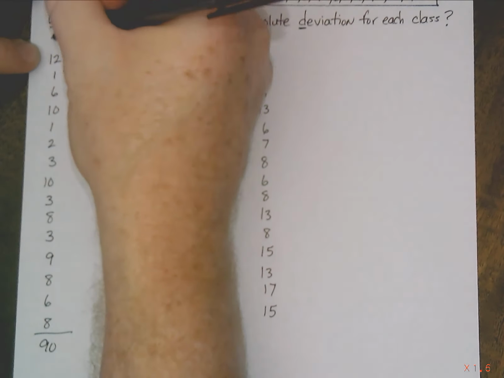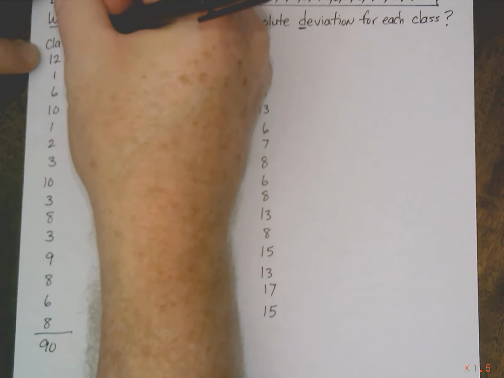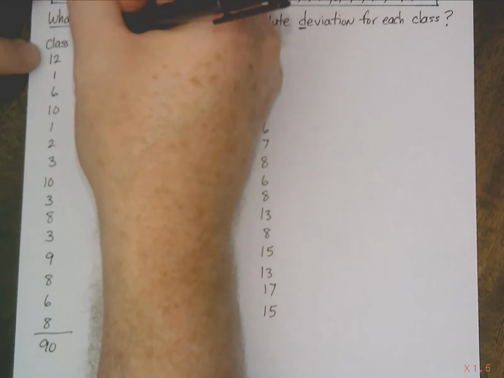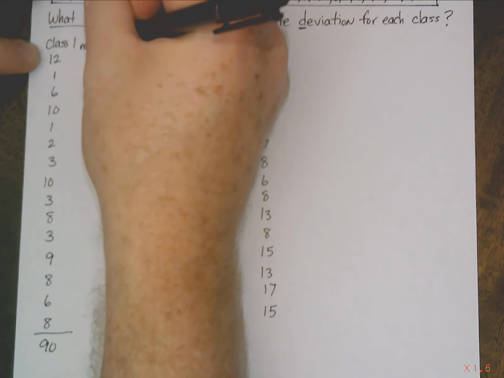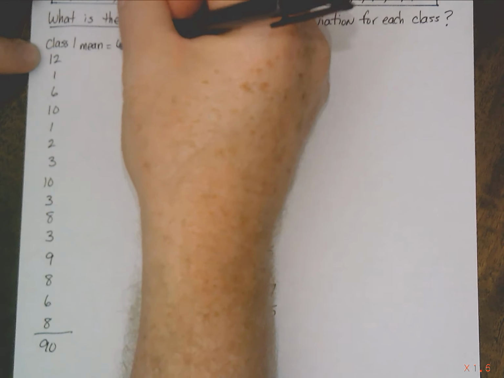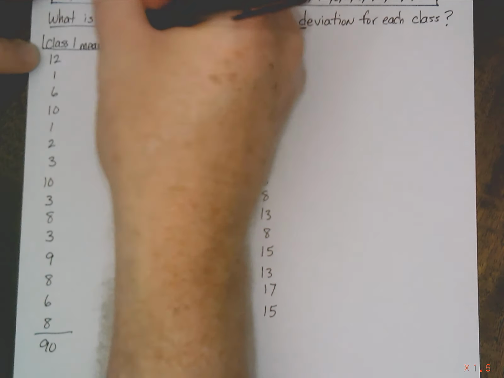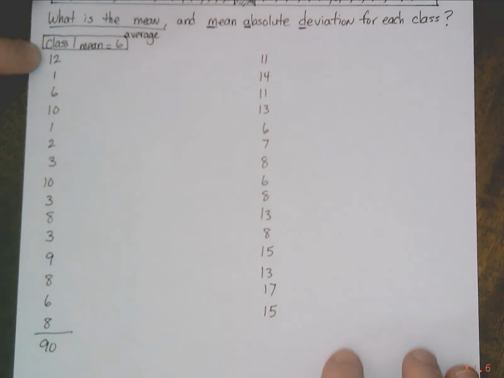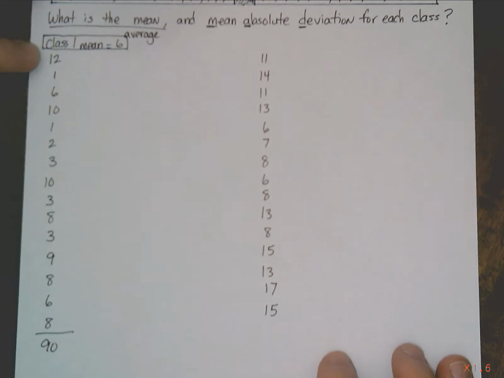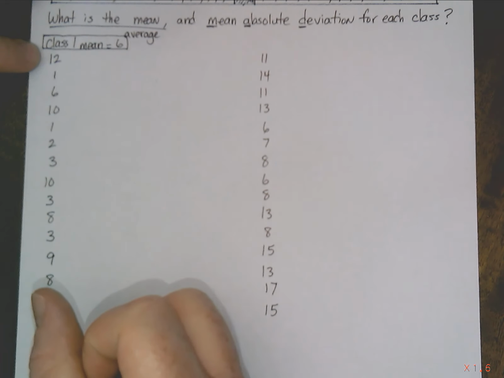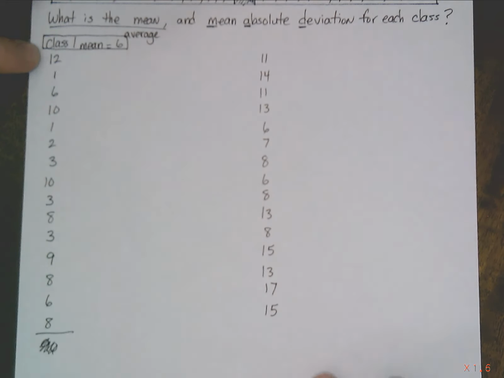So class 1's mean equals 6. Okay, and that's important to know. It's going to help you figure out your MAD here in a second. Okay, we won't need this number anymore, so I'll just kind of mark it out because we don't really need it anymore.